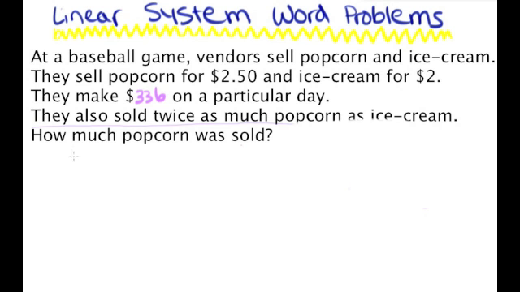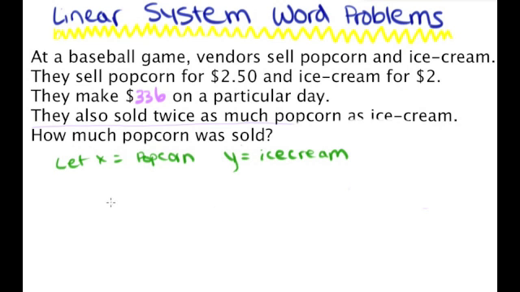So we have two variables. I'm going to pick X and Y. We can put X as popcorn or X as ice cream. I'm going to pick popcorn. So let X equal popcorn. So Y would equal ice cream. You can let X be ice cream and Y be popcorn. They're interchangeable, so you can do any of them.